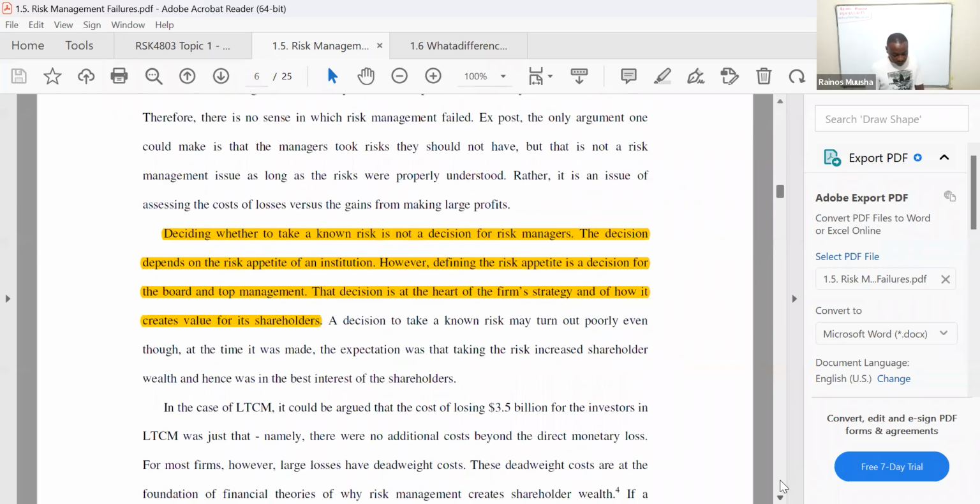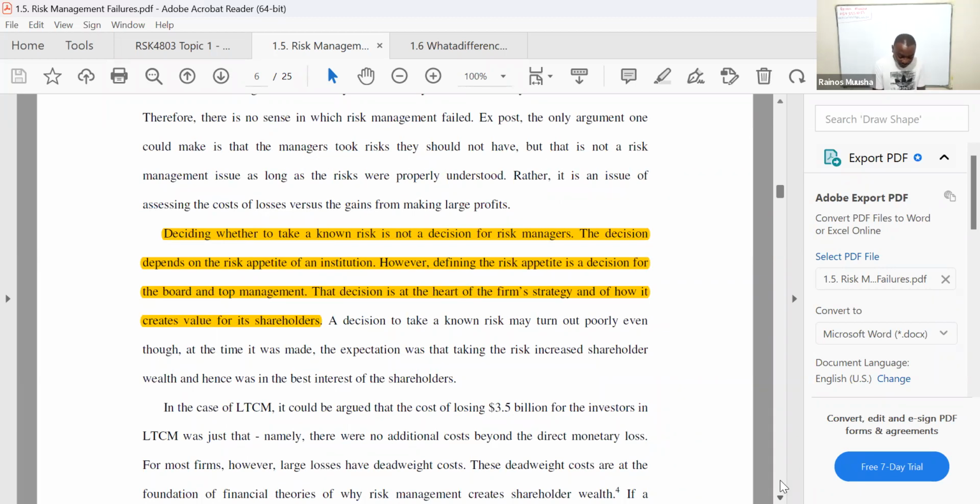Now, they also said that deciding whether to take a risk is not a decision for risk managers. So the decision depends on the risk appetite of an institution.